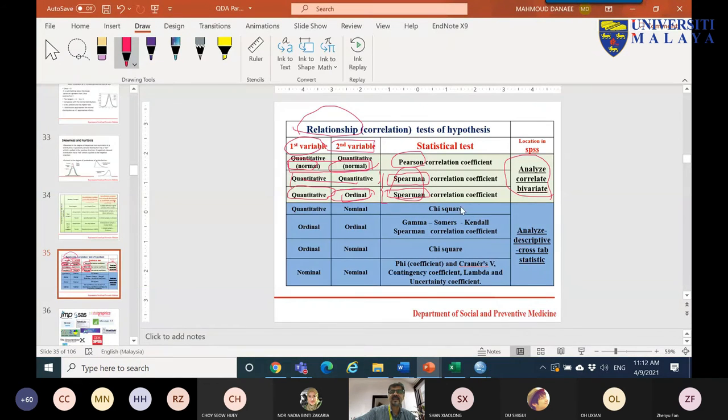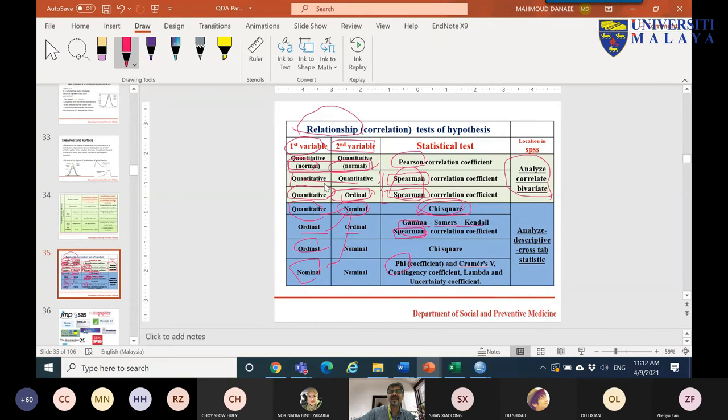The next topic is that when you have nominal data with ordinal, nominal with nominal, and nominal with quantitative, then we use the chi-square test. Of course, there are several other tests, but I don't want to mention them. Ordinal data can be tested by Spearman, which I explained to you, but there are other tests like Kendall, Somers, and Gamma. But the common one is Spearman.